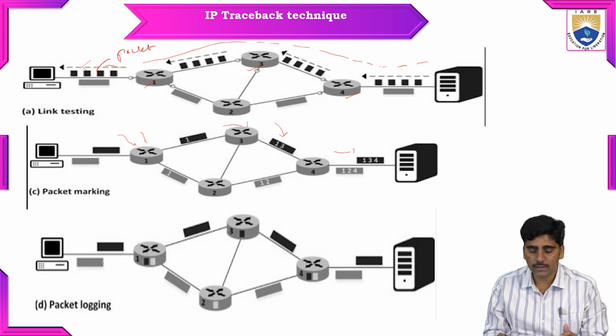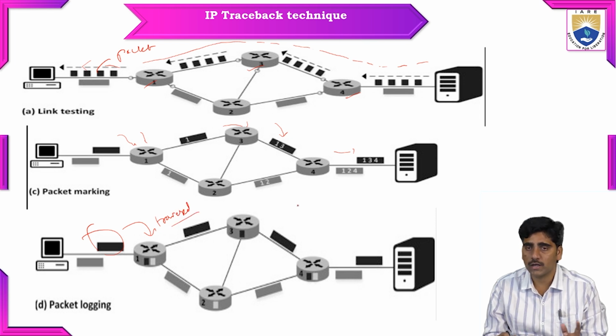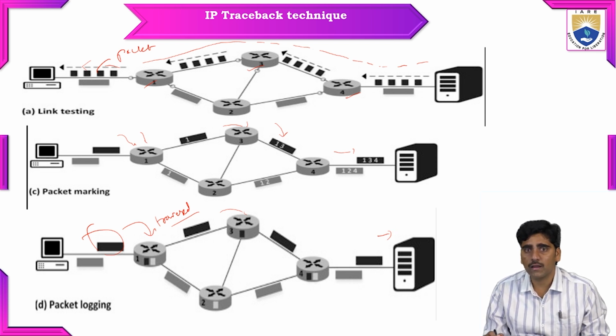And the third one, packet logging. Packet logging maintains each and every packet's information, and when the packet comes to the router, it has to be traversed with its identity information and then forwarded to the victim's network. So this is the way link testing, packet marking and packet logging occur.